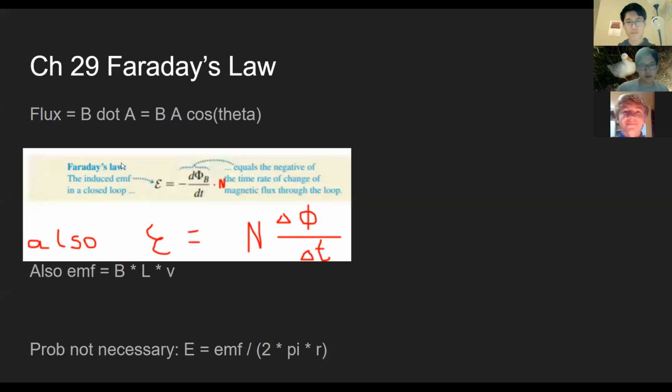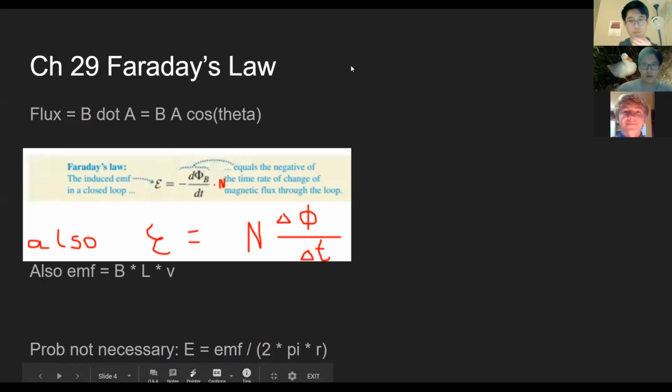Okay. And then the next step after that is Faraday's law itself. The EMF is equal to the derivative of the flux with respect to time. And then there's also a factor in there for the number of turns. This can also be simplified to just the change in flux over the change in time, so you don't even need to do derivatives if they don't give you something to derive. And also EMF is equal to B times the length times velocity. That's if they're given velocity.